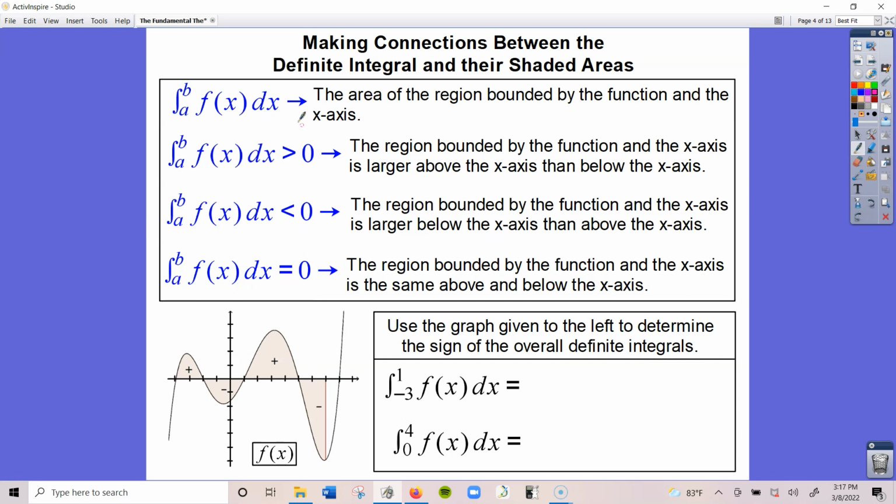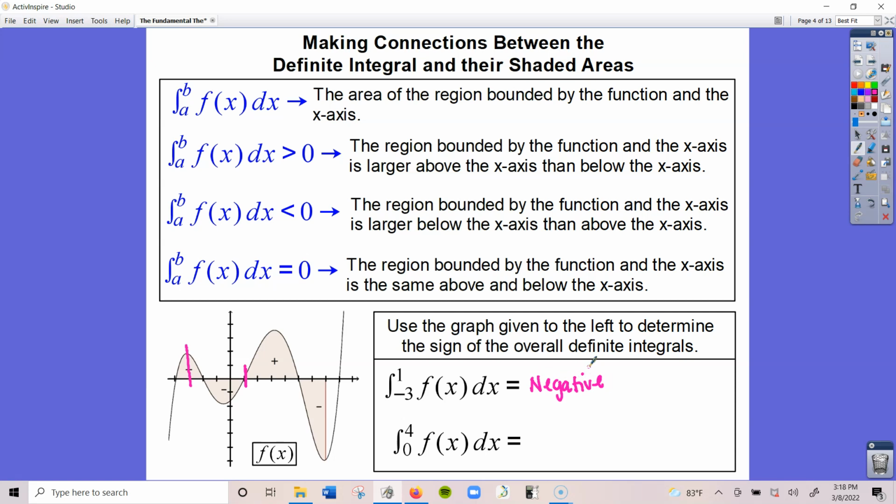So just to make sure that we understand that, let's say we are given this particular function, and you can see that I've already shaded in those particular areas. If I were to evaluate from negative 3 to 1, that is from here to here, you'll notice that the majority of the area is below the x-axis. That means that this integral, I'm not actually going to calculate, I'm just trying to figure out what sign it would be. That particular integral would be a negative answer.